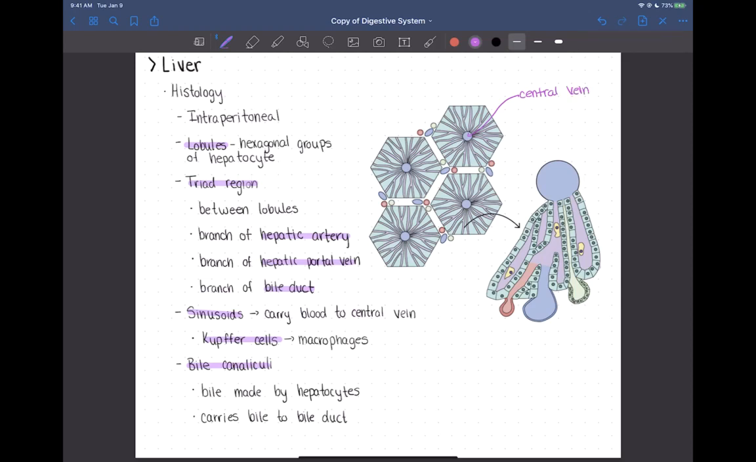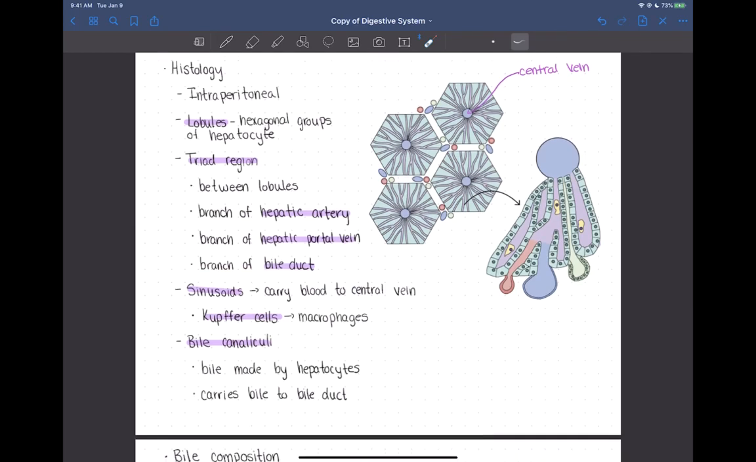Okay, and so within each lobule, these are basically just these large clusters. So all this kind of teal area is going to be hepatocytes, right? So these big clusters of hepatocytes, and then we're going to have kind of these spaces in between them that are going to be called sinusoids. Okay, so we'll talk about that in a minute.